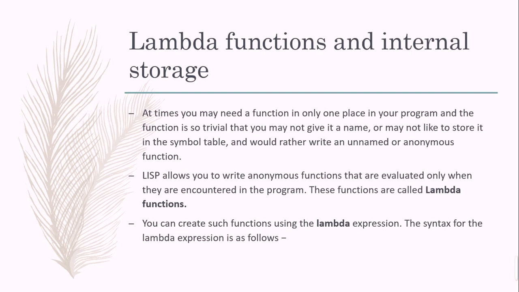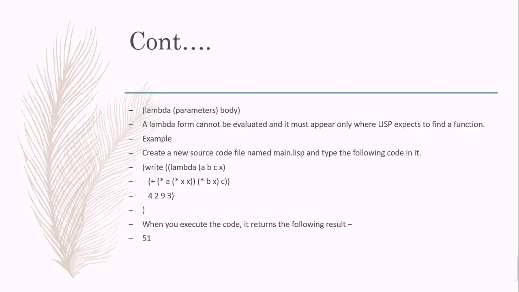So what they are saying is that anonymous functions are created when encountered in a program, and they are called lambda functions. You can create such functions using lambda expressions. The syntax of the lambda expression is as follows: lambda parameters body. A lambda form cannot be evaluated and it must apply only when Lisp expects to find a function. Example, create a new source code file named main.lisp and type the following code in it.